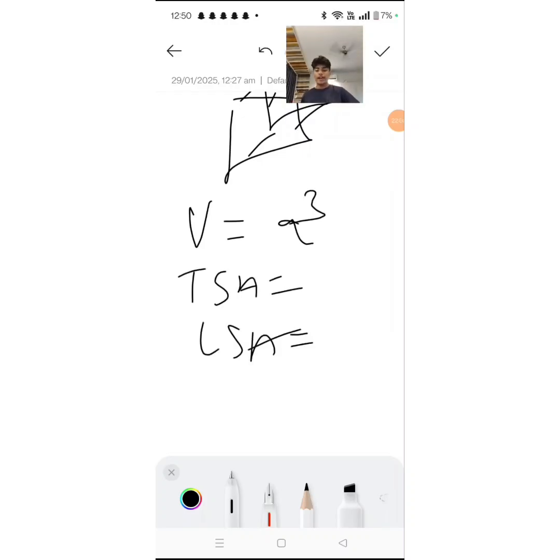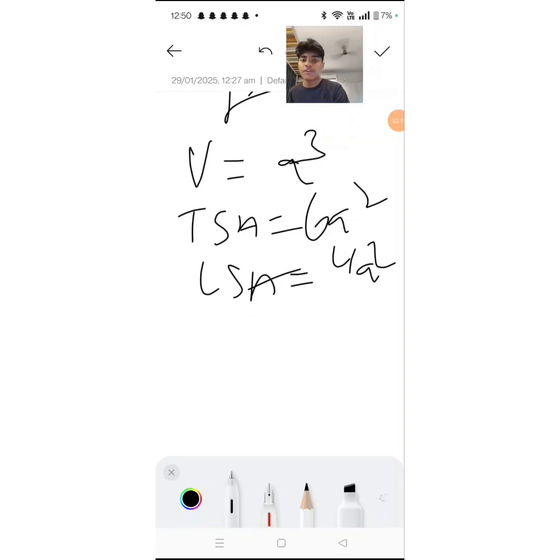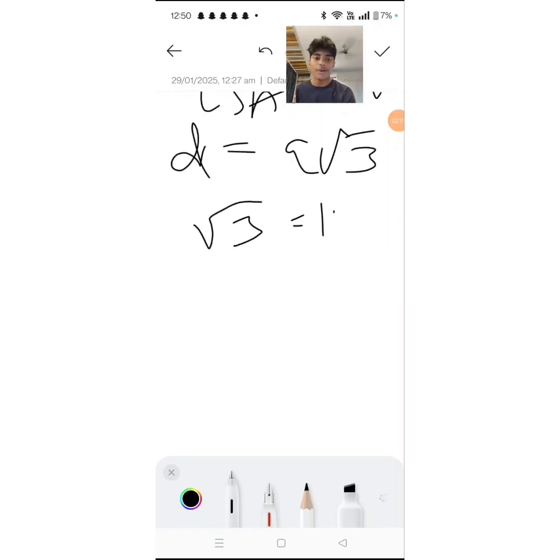Total surface area is just 6a square. Lateral surface area is 4a square because you're minusing two sides, right? And if you want the diagonal of a cube, it's just root 3 a. And what is the value of root 3? The value of root 3 is 1.73, and the value of root 2 is 1.414. Got it? It's 1.732. So this is your volume and surface area.